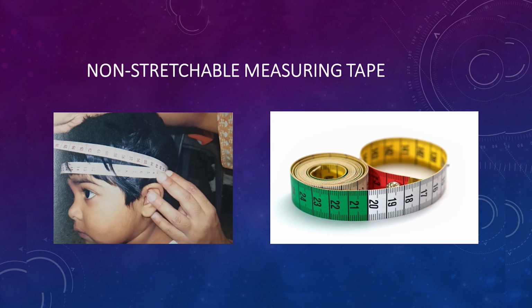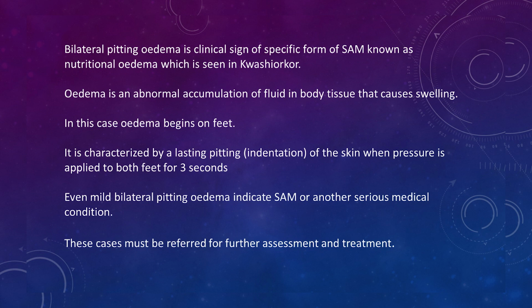For that you can see in the slide, this non-stretchable tape is used for the measurement of the head circumference. Edema is a sign of malnutrition, and we observe it mainly in severe acute malnutrition such as kwashiorkor and marasmus, so that is called nutritional edema. What is edema? It is an abnormal accumulation of fluid in the subcutaneous tissues, the interstitial spaces of the body, and that causes swelling.